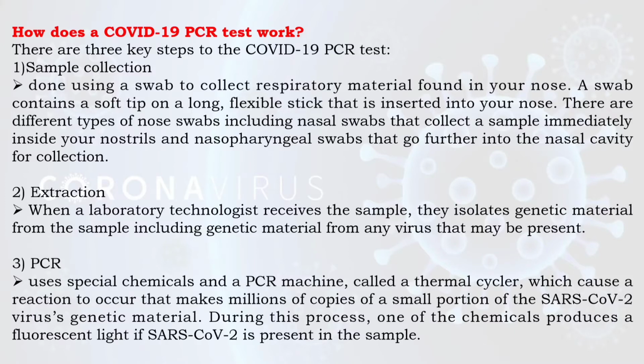3. PCR. Uses special chemicals and a PCR machine called a thermal cycler, which cause a reaction to occur that makes millions of copies of a small portion of the SARS-CoV-2 virus genetic material. During this process, one of the chemicals produces a fluorescent light if SARS-CoV-2 is present in the sample. This fluorescent light is a signal that is detected by the PCR machine, and special software is used to interpret the signal as a positive test result.